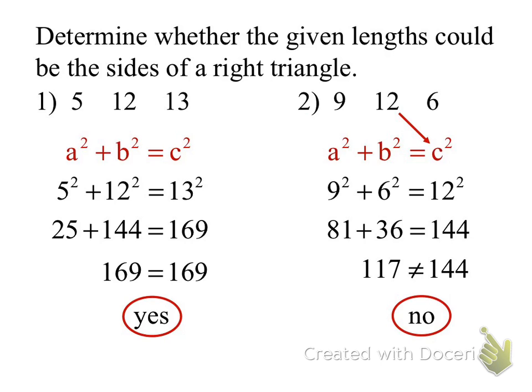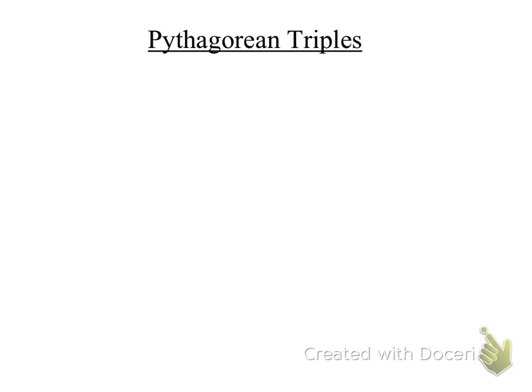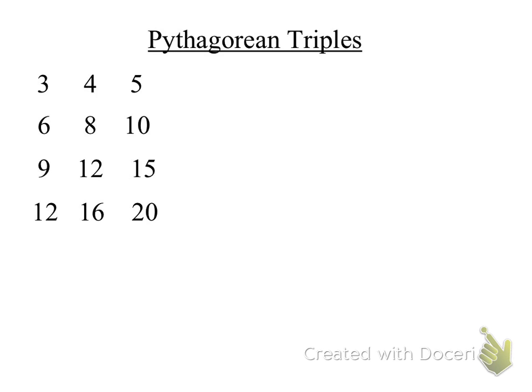The last thing we're going to talk about, well, there's two more things I want to show you. Pythagorean triples, okay? Pythagorean triples are certain right triangle measurements. So 3, 4, 5 is a Pythagorean triple. Now, if you double that, what do you get? 6, 8, 10. Yep, that also is a right triangle. If you triple 3, 4, 5, 9, 12, 15. Do you get the idea? If I quadruple it, I get 12, 16, 20.